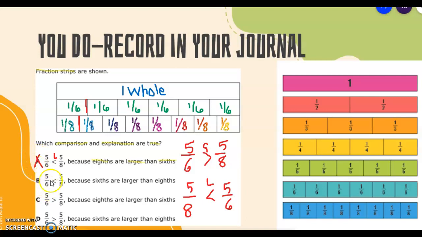B says 5/6 is less than 5/8 because 6ths are larger than 8ths. Now, 6ths are larger than 8ths, but both parts have to be true. So here, both parts were false. I'm going to write an F for false because both parts were false. Neither were true. The equation is false, but the statement is true. And I have to have two truths in order for my answer choice to be correct. So B cannot be my answer.